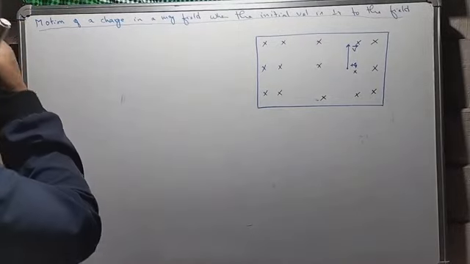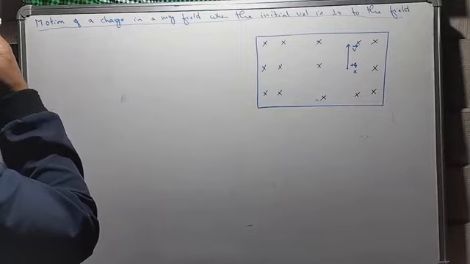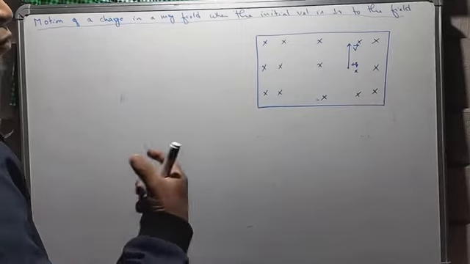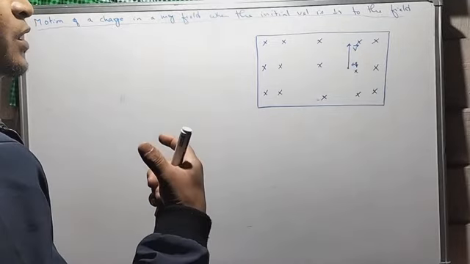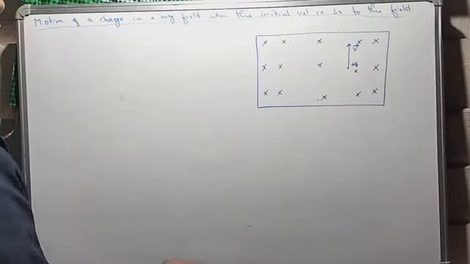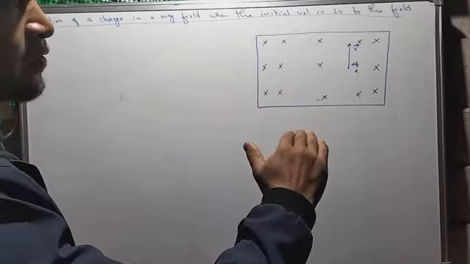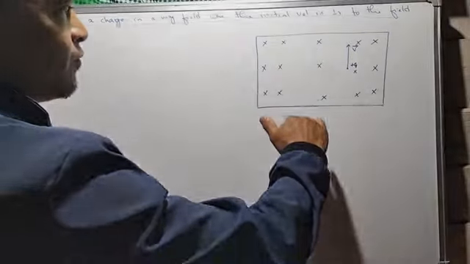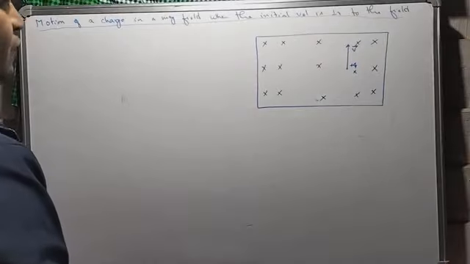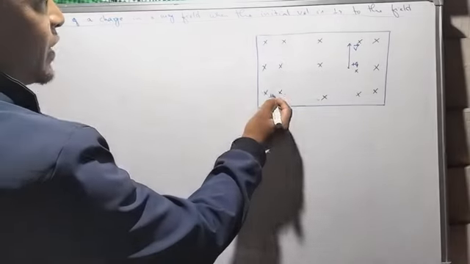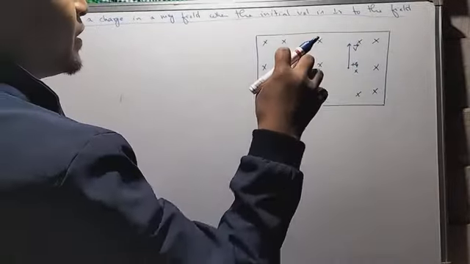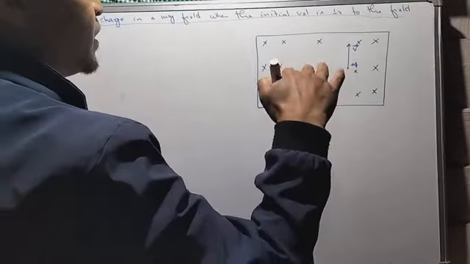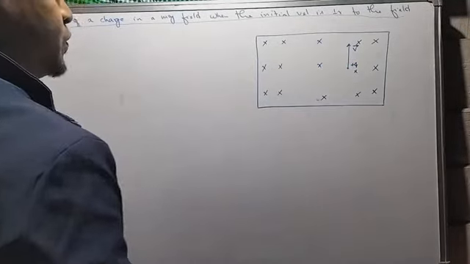First I will explain how we represent the magnetic field which is perpendicular to the plane. If my magnetic field is acting perpendicular to the plane, we represent it by a cross. So this cross here means the magnetic field is perpendicular to the plane of the board.